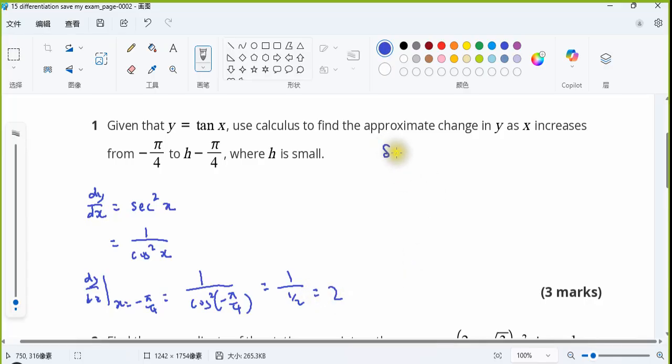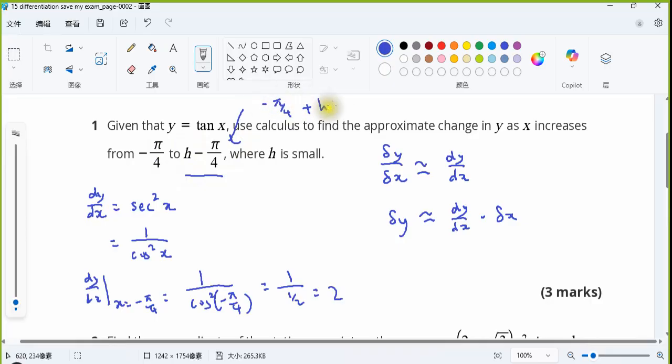Okay, we know that delta y over delta x is approximately dy/dx. So delta y is approximately dy/dx times delta x. So this one is actually negative pi over 4 plus h. This h is the delta x. So it is equal to 2h. Okay, done.